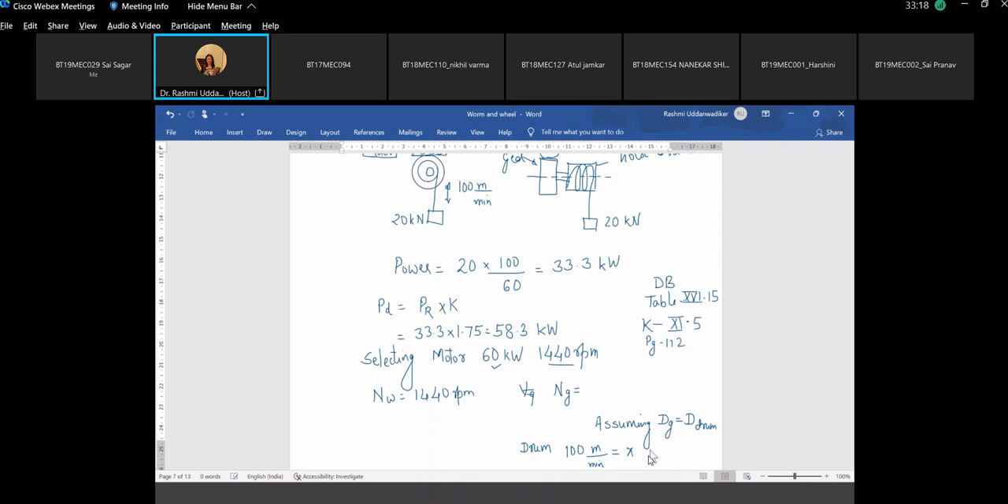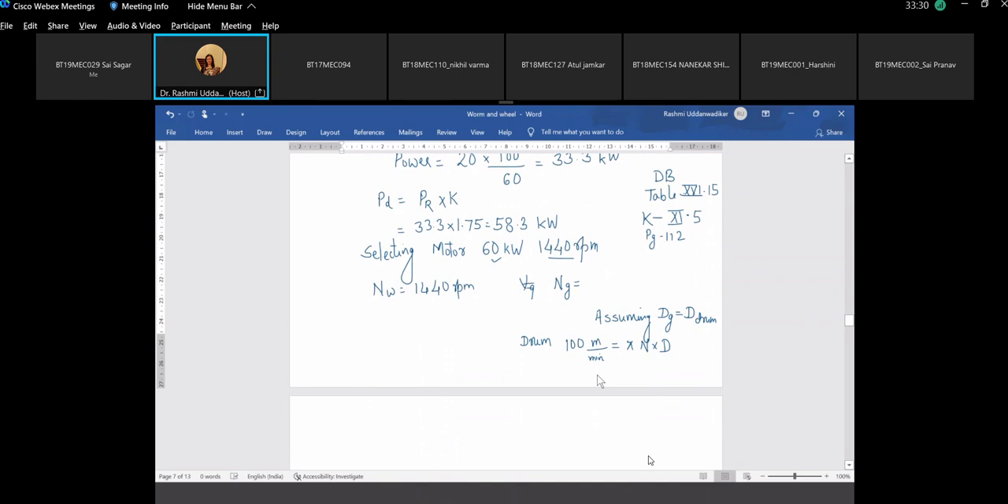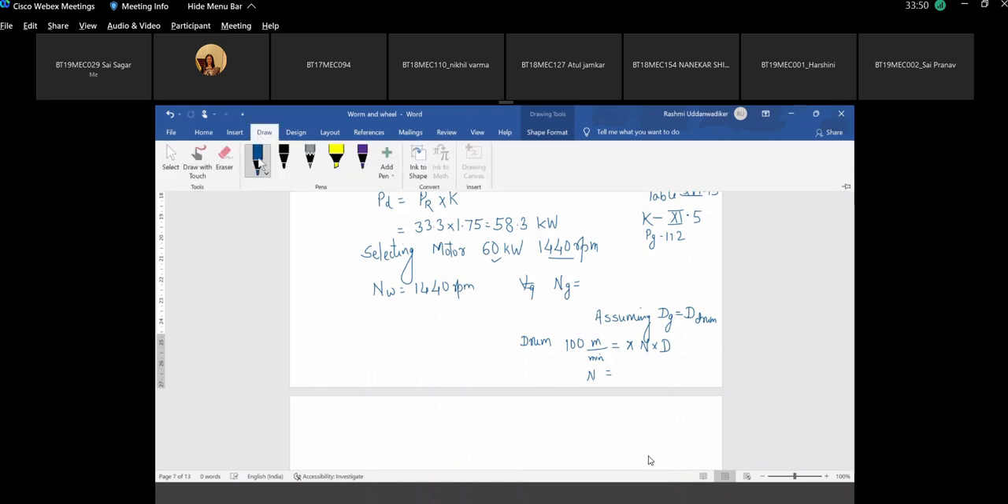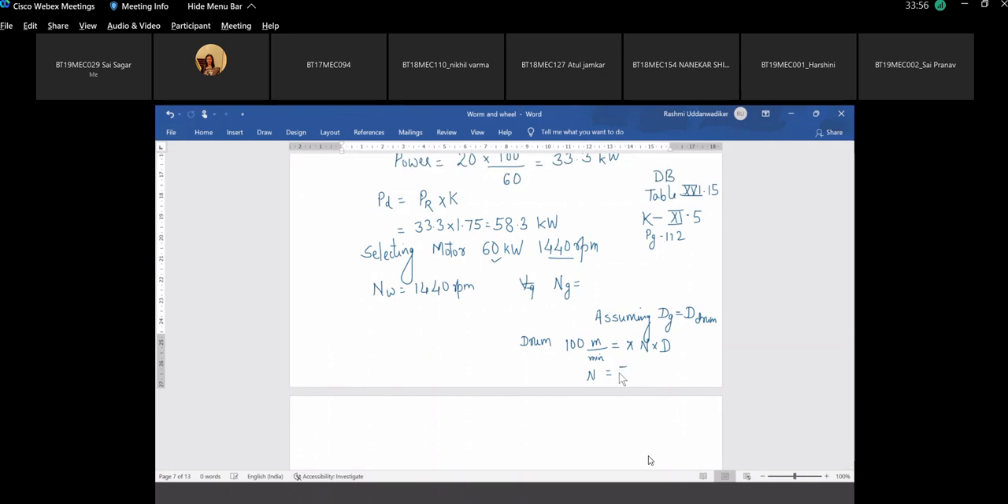This is V = π N D. The diameter of the drum is given as 600 mm. So you are giving me the value of N. N of the drum is 53 RPM. It's 53.05. We'll take it as 53 RPM.